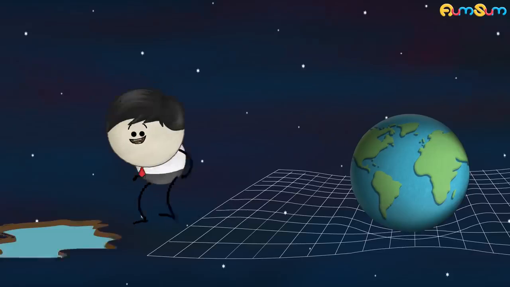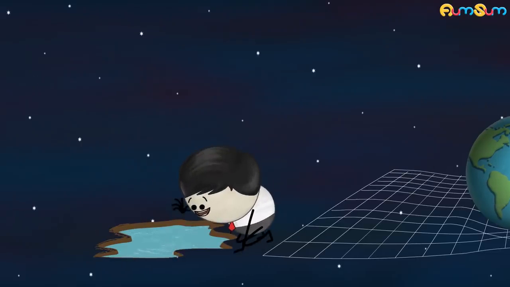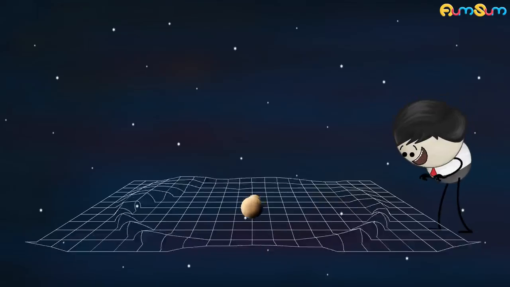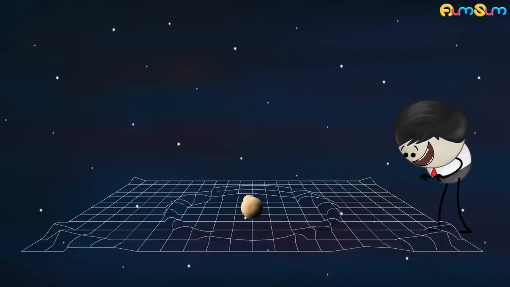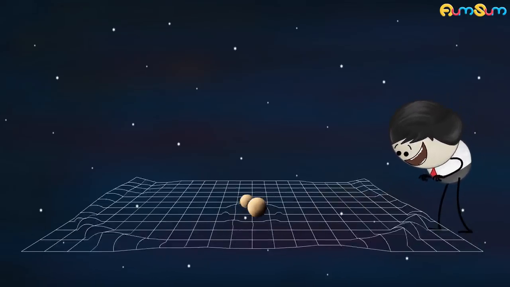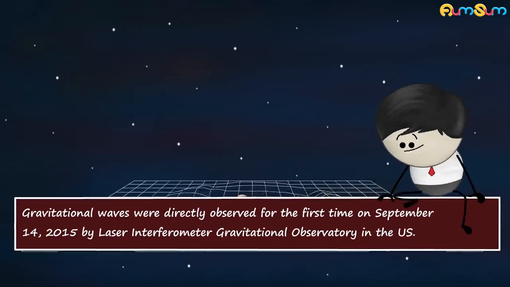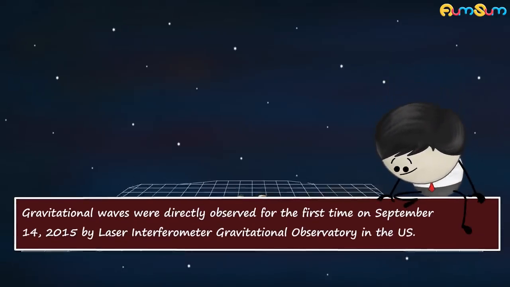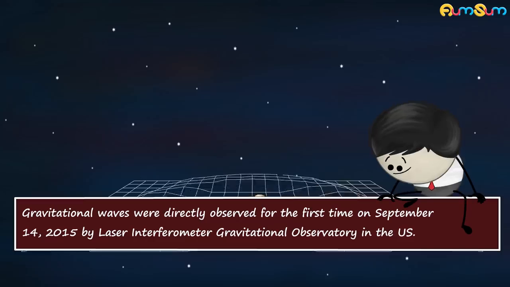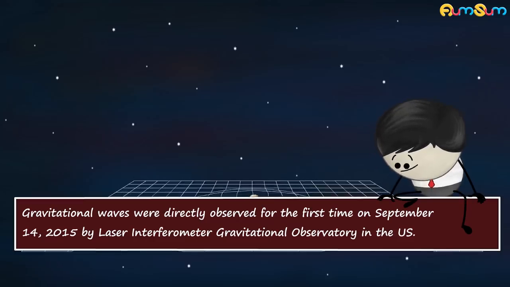First listen. Just like our hands create ripples in water, moving objects create ripples in space-time. These ripples are termed as gravitational waves. Gravitational waves were directly observed for the first time on September 14, 2015 by the Laser Interferometer Gravitational-Wave Observatory in the US.